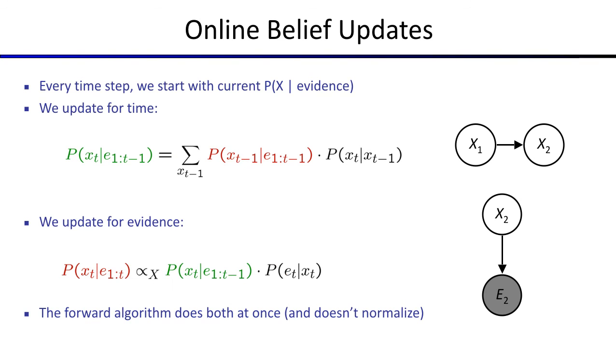To say this one more way, just so that people are clear with what's going on, at every step, we start with our distribution over where we are now, given the evidence. We update for time, which is to say we, yeah. Do I need to do this again? Would people find it useful to talk through this slide? Raise your hands. Okay, good. I don't want to do this to death.